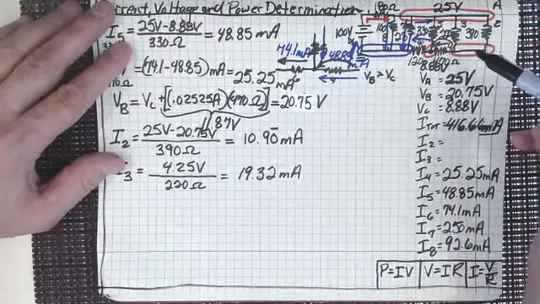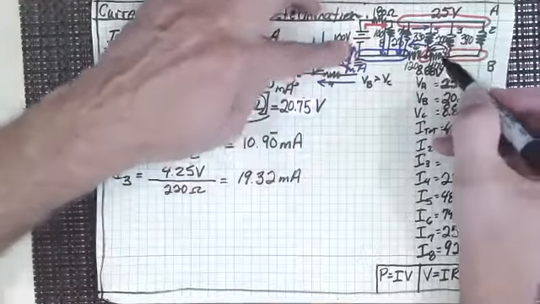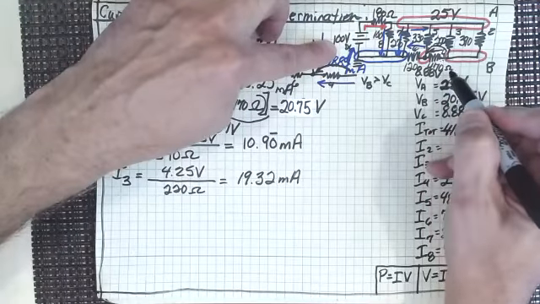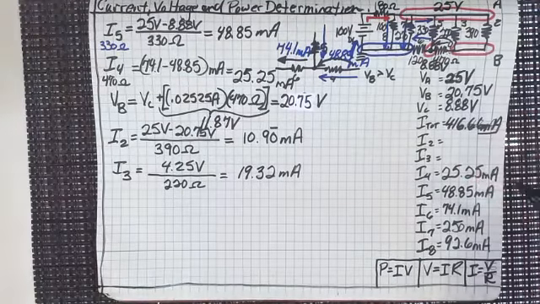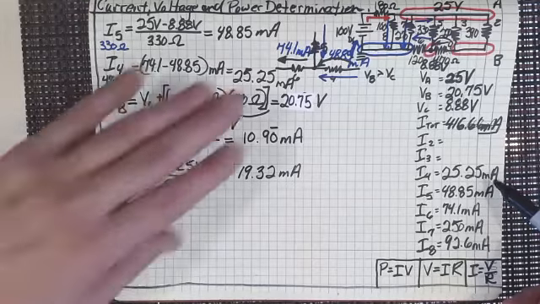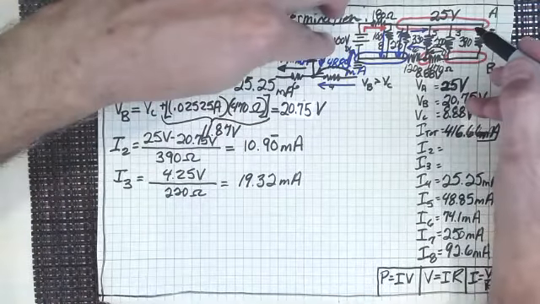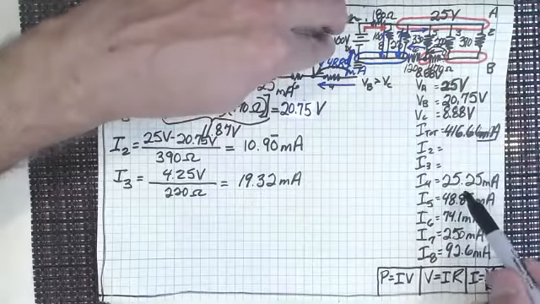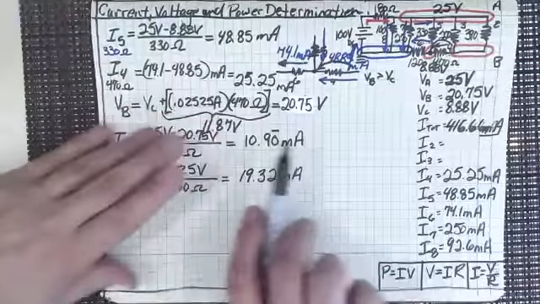And they should all add up, shouldn't they? Because we know that the current coming back through the 470 ohm resistor, which is I4, is 25.25, right? And then we've got 10.9 and 19. Wait a second, how is that working out? What did I do wrong here? I4, 25 point, just a second, let me look at this.